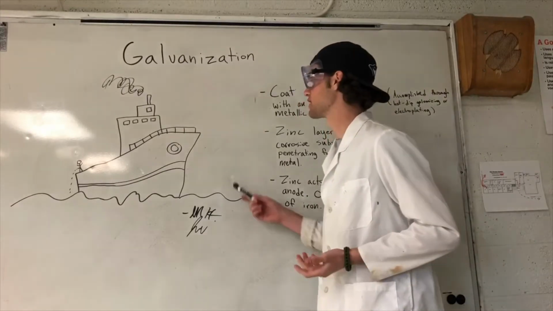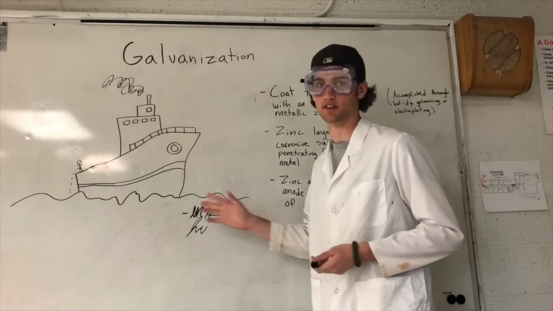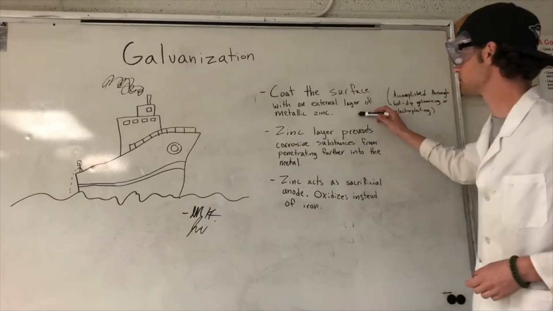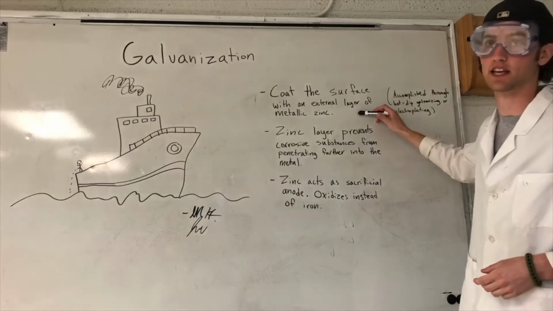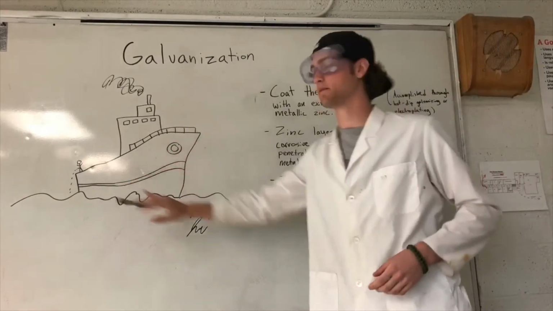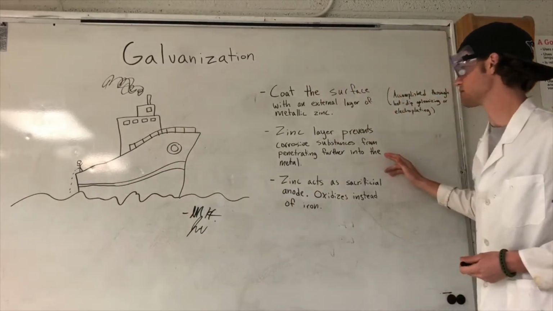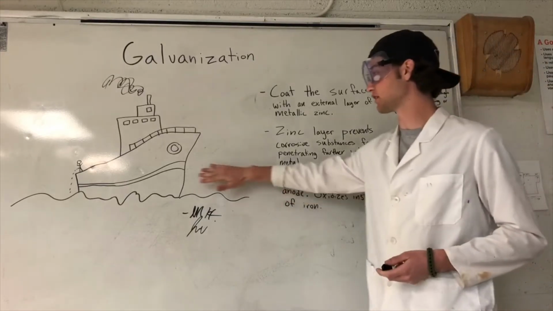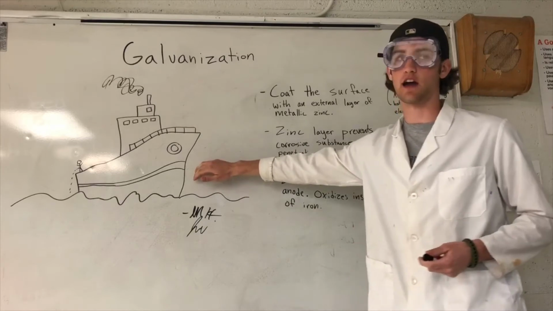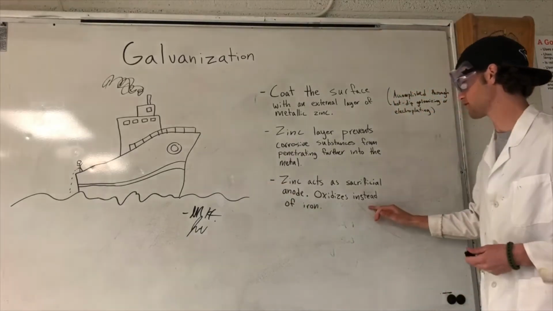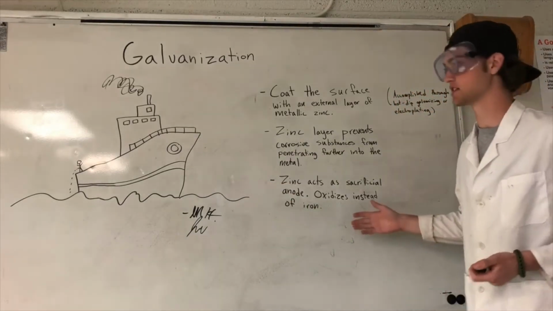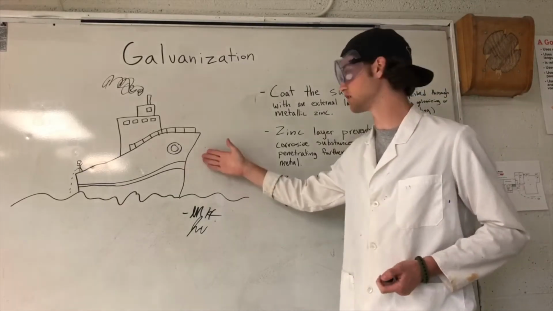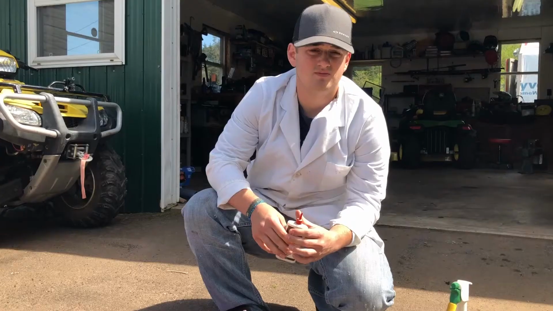One method that's used to prevent rust, especially on container ships because they're traveling across the ocean, is galvanization. The first step is to coat the surface with an external layer of metallic zinc. So that's coated all across the ship. The zinc layer prevents corrosive substances from penetrating farther into the metal. So they only get to the zinc, they don't get farther into the iron. And the zinc also acts as a sacrificial anode. So in place of the iron oxidizing, the zinc oxidizes instead to help keep the iron safe.